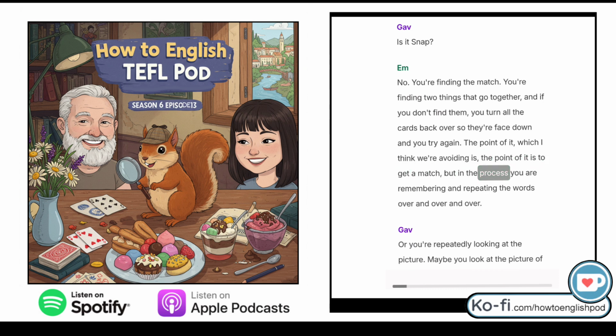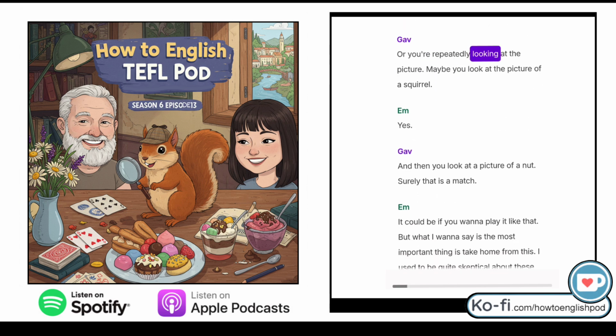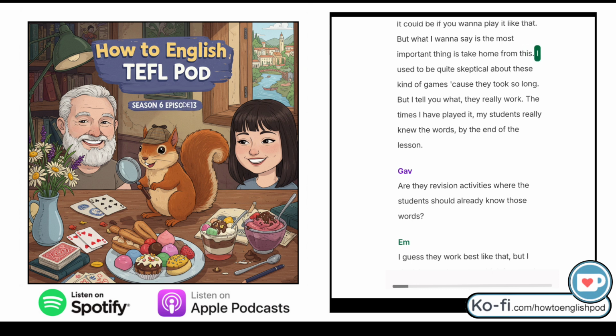but in the process, you are remembering and repeating the words over and over and over. Or you're repeatedly looking at the picture. Maybe you look at the picture of a squirrel, and then you look at a picture of a nut. Surely that is a match. It could be, if you want to play it like that. But what I want to say, the most important thing to take home from this, is I used to be quite sceptical about these kind of games, because they took so long. But I tell you what, they really work. The times I have played it, my students really knew the words by the end of the lesson.